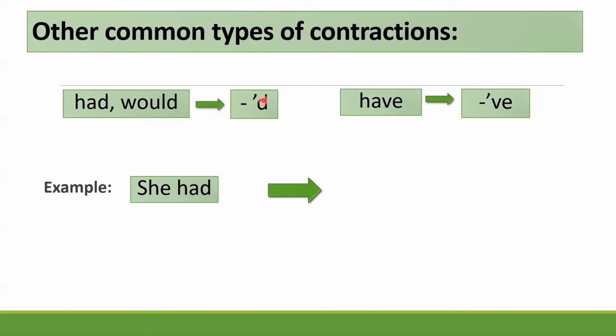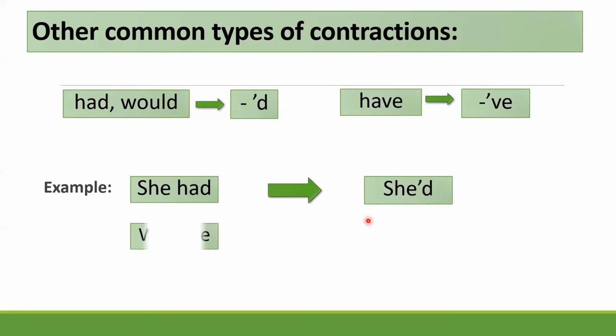We just have to put apostrophe and D. So she had will become she'd. Okay, apostrophe D. She had, contracted form is equal to she'd.